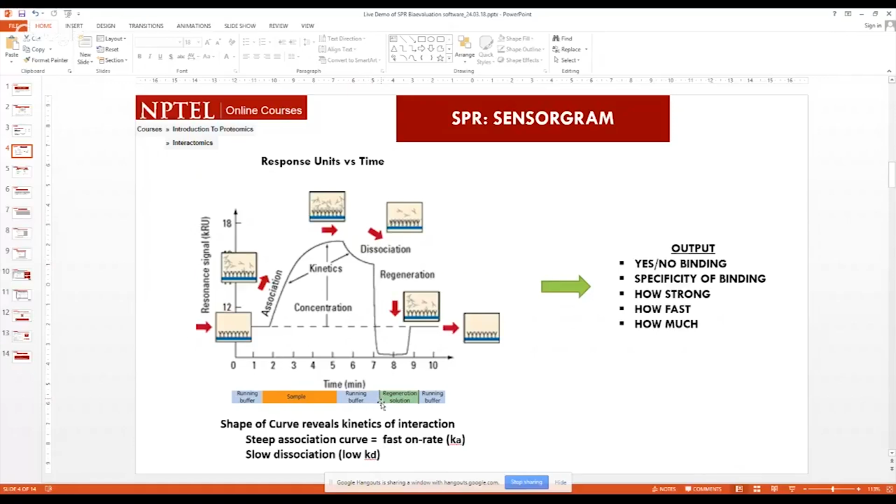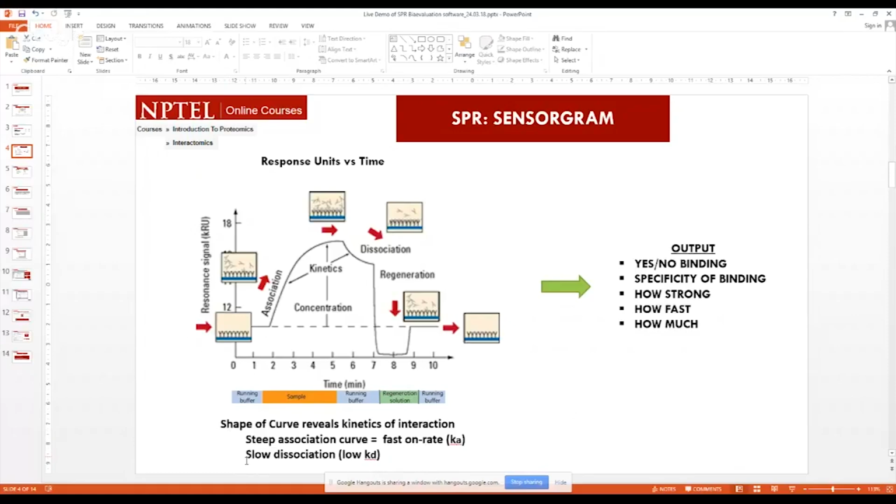And then, at the end of that, you flow the regeneration solution where you're again preparing your chip surface for a fresh round of binding. And then again flow the sample buffer. So this is a very typical textbook picture of a sensorgram. And usually the shape of the curve reveals the kinetics of your interaction. If you have a steep association curve, then it is a fast on rate.